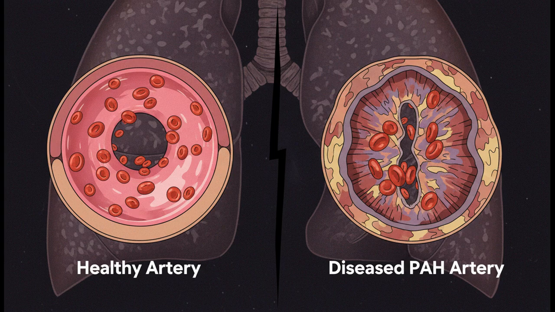On the left, that's a healthy, wide-open artery. But just look at the one on the right. The PAH artery is so obviously narrowed and scarred up. And this isn't some minor tweak, you guys. This is a huge, fundamental change to the blood vessel that puts an incredible strain on the whole system.